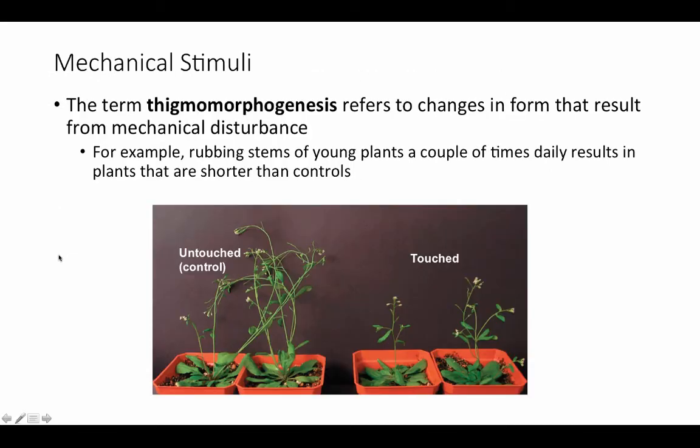So the term that we use to describe this change in shape and form as a response to mechanical stimulation is thigmomorphogenesis. That refers to changes in form that result from mechanical disturbance, touching, pushing. For example, rubbing the stems of young plants a couple times daily results in plants that are shorter than the controls, so these guys here.